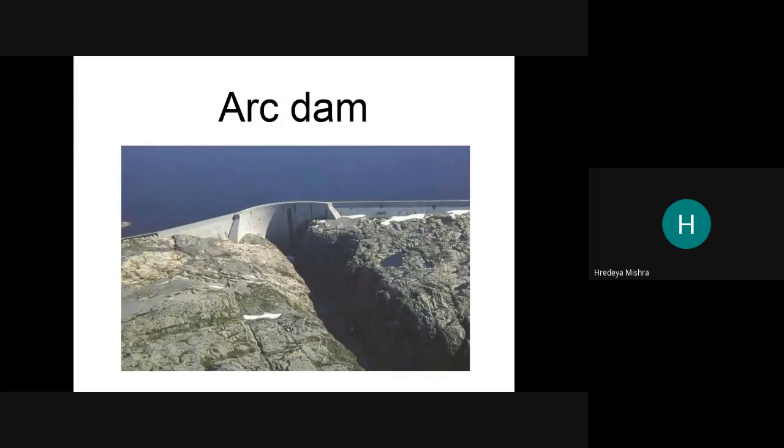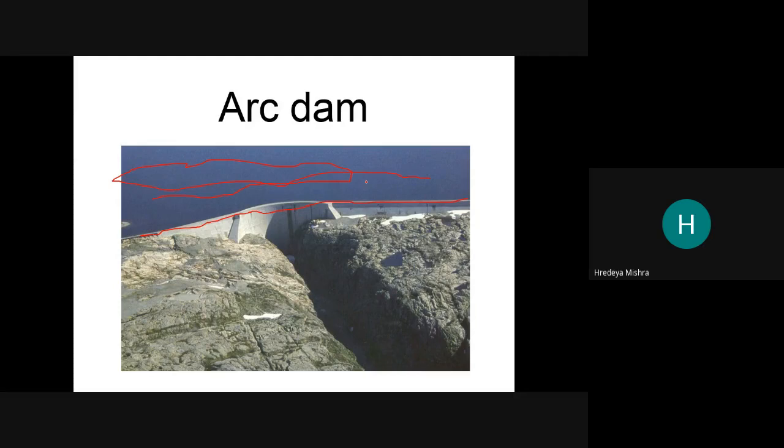Arc dam, see, this is also a very famous dam. So what happens? See the manufacturing. The manufacturing is only these walls. And this is the water. See how large the water area is here. We just make these walls. And here, a large amount of water is available.